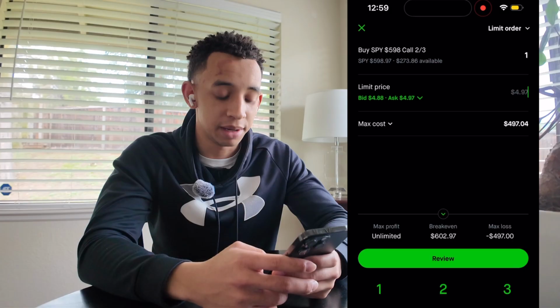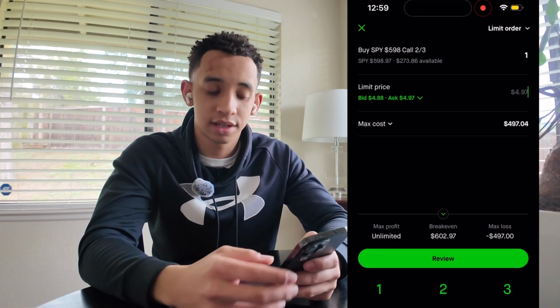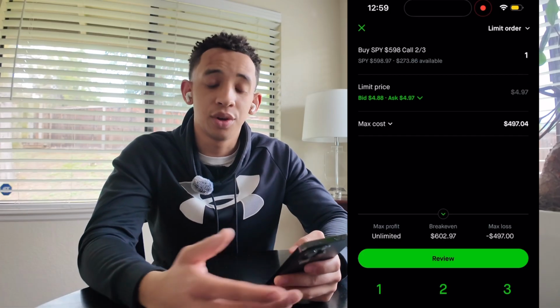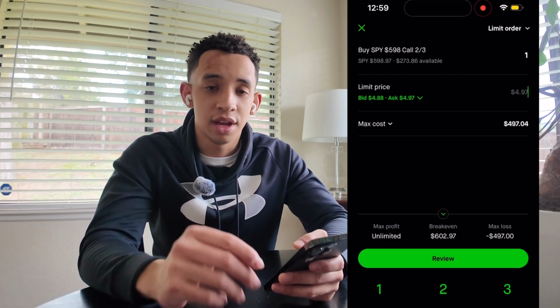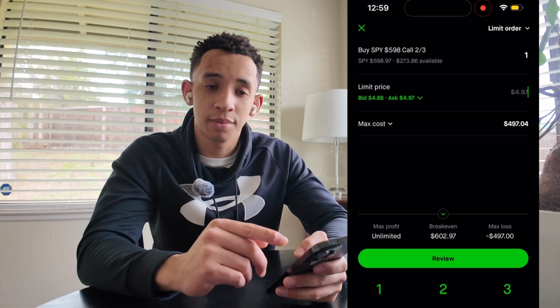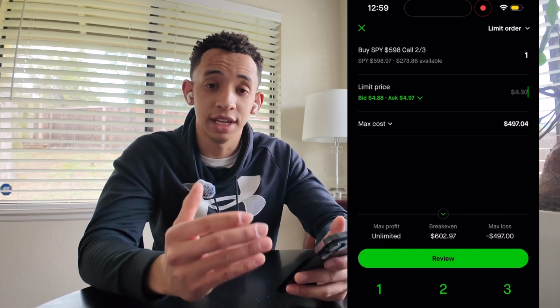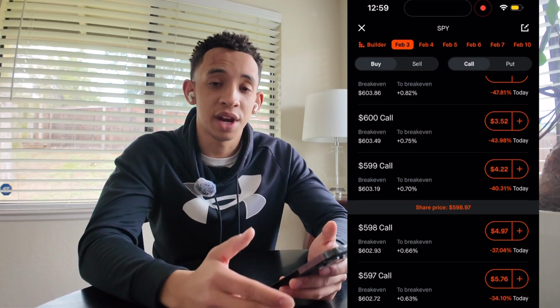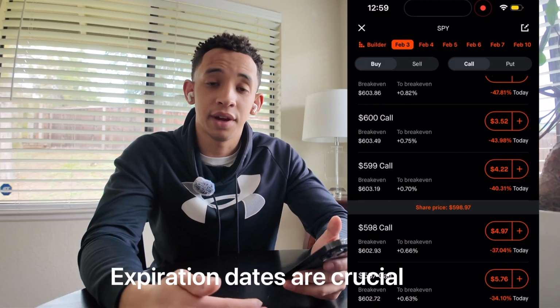Well, I don't have enough buying power, but we would purchase this and swipe up, and the order would go through. You can only trade options when the market is open. So if we were to purchase this and swipe up while the market's open, then we would be holding the stock. Just keep in mind when you're trading options, the dates are very important.